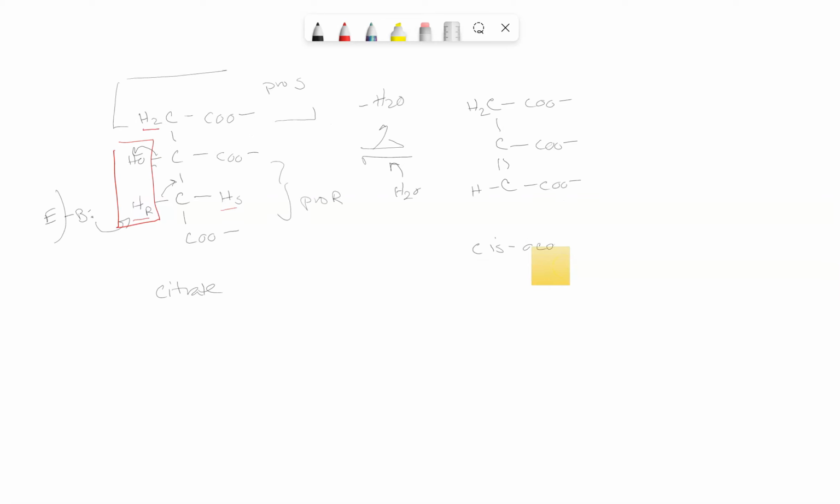So cis aconitate, which is an intermediate. And then we see a second addition of water across that double bond. And what this does is it adds the water back, but it puts it specifically on the opposite side, so the hydroxyl's on another carbon. And we're going from having the hydroxyl on a tertiary carbon, or tertiary hydroxyl, to a secondary hydroxyl, which allows it to be oxidized. So our final product is the following.